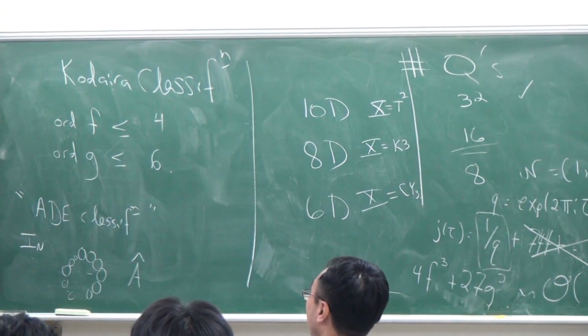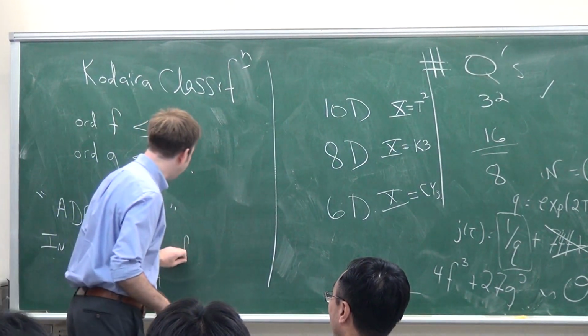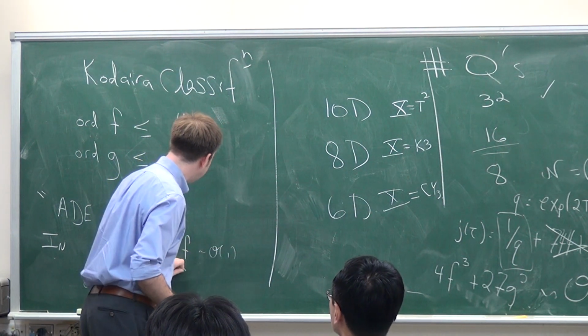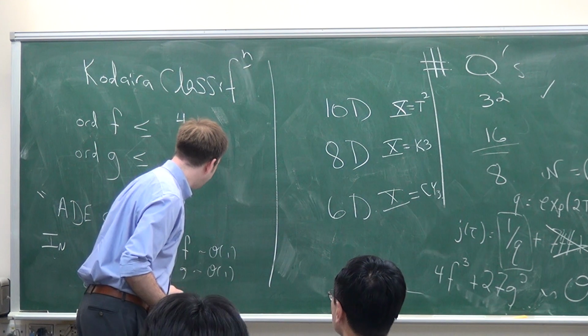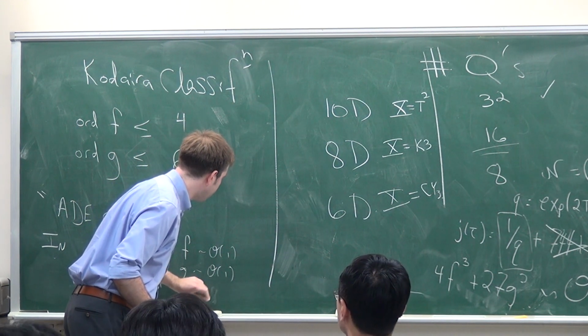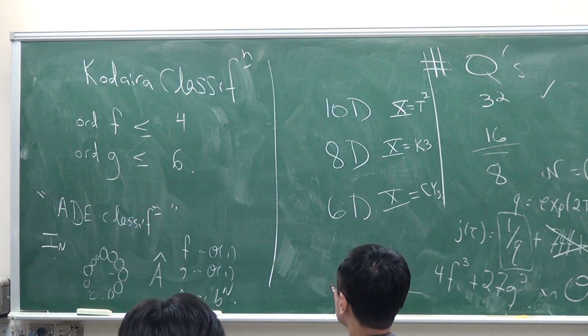Okay, so there's an ADE classification. There's this I_N thing. The condition to have this one is that F is order 0, G is order 0, but the discriminant locus is vanishing like order z to the N. That's the condition we just met over there.